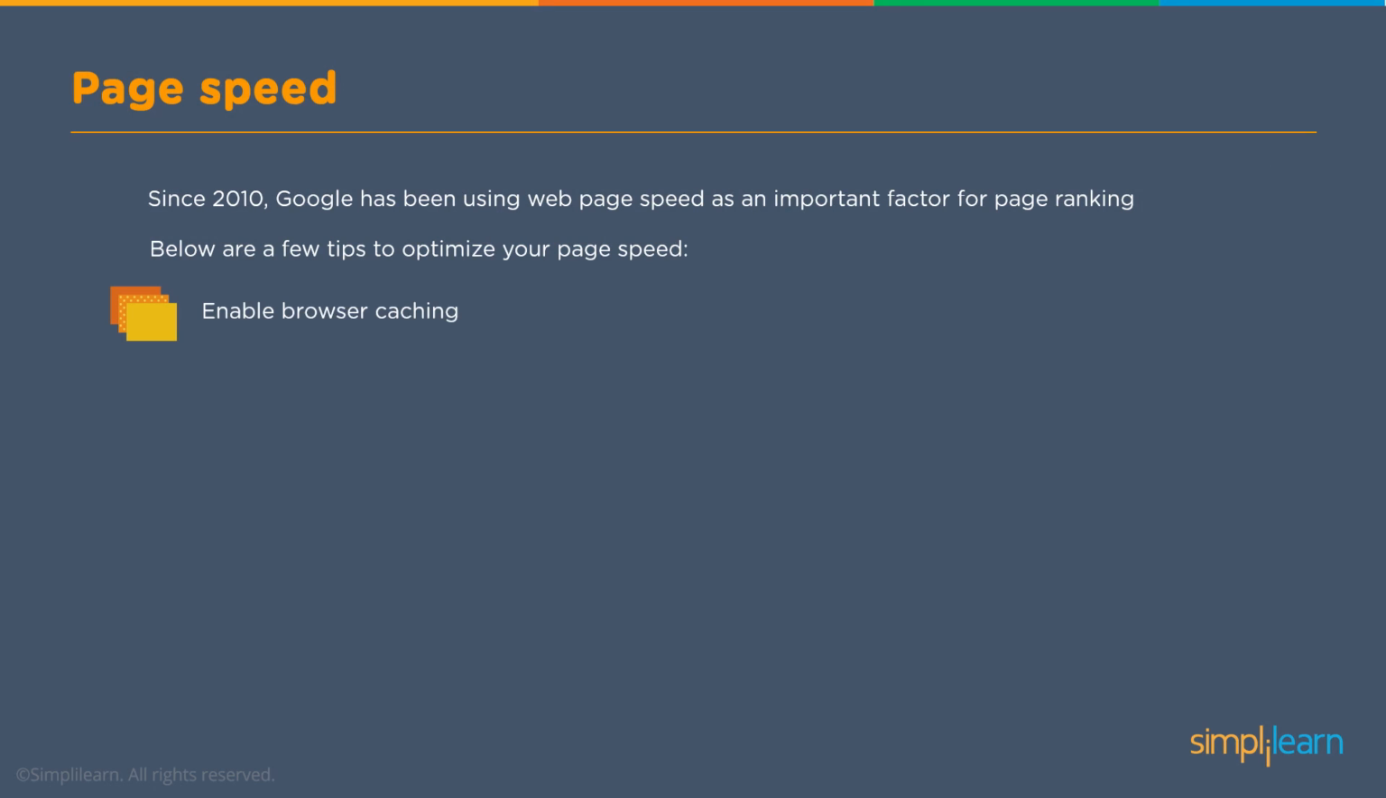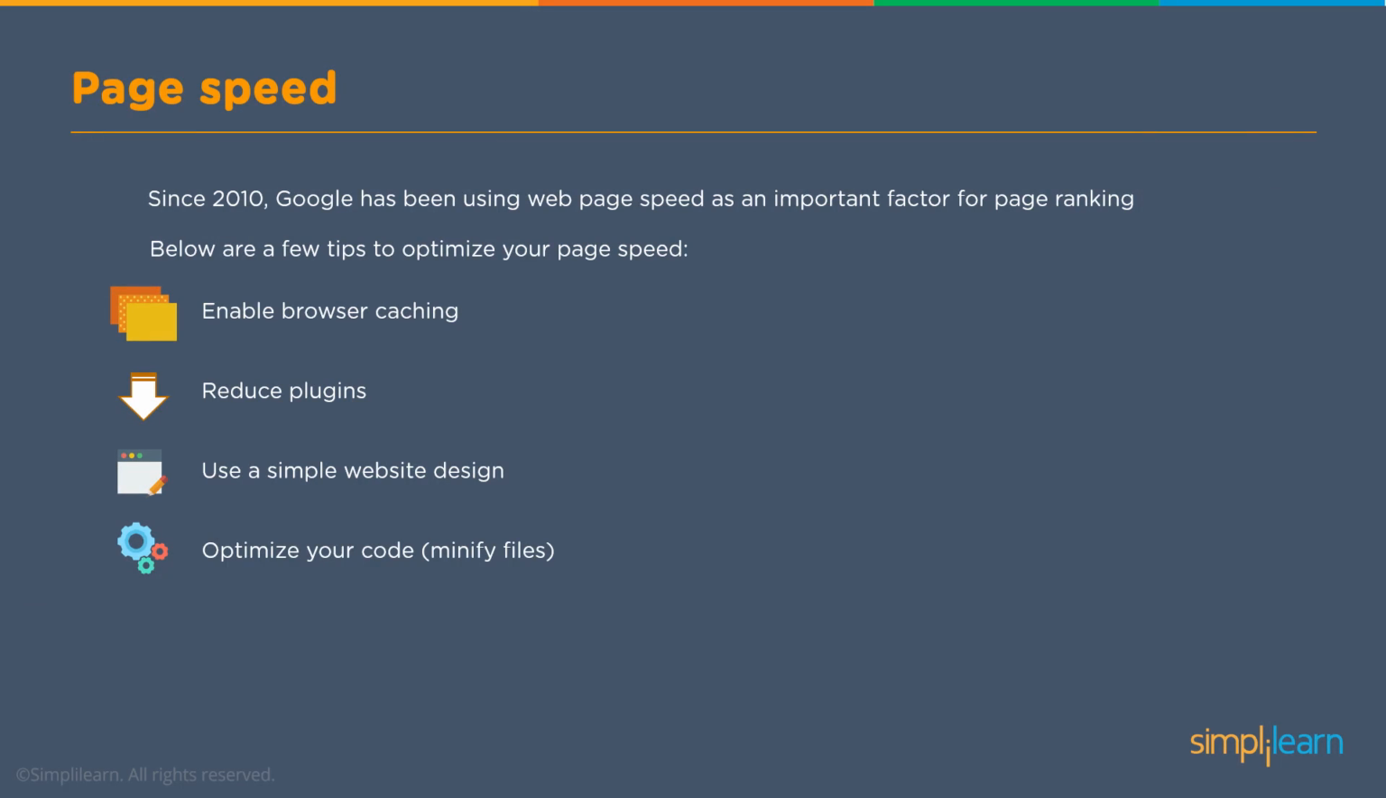So enable browser caching. Okay, you can reduce plugins if you're using WordPress as an example. Disable plugins you're not using. Using a simple website design, going back to tip number 5, stick with CSS and HTML. Don't do anything fancy in terms of technology because it's only going to complicate matters. Optimize your code, minify files, meaning, hey, if you're not using any code, just get rid of it because code has to execute and that slows down page load time.